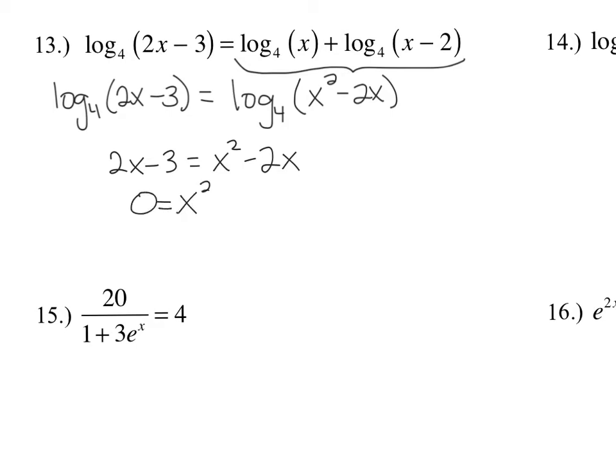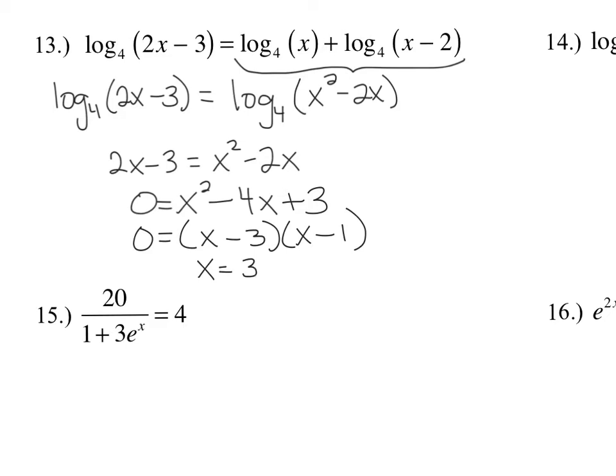So I'm going to take the 2x from the left and subtract it to the other side. So we'll have a minus 2x, and then I'm subtracting 2x, so that's minus 4x. And I'm going to take the minus 3 and add it to the right side. This one is factorable, so we'd have x minus 3 and x minus 1 when you factor it. And then using your zero product property, you can solve x equals 3 and x equals 1.